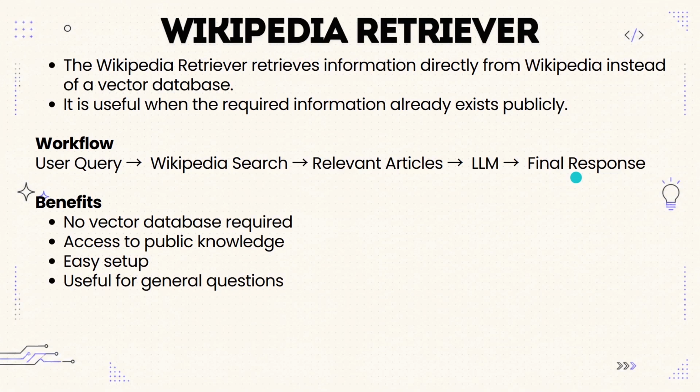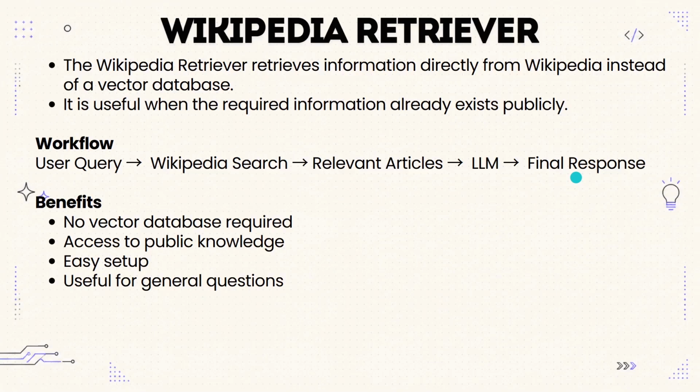Example questions are like what is quantum computing, who was Alan Turing, what are black holes. For all these things, you don't need to maintain a database, but you can take the help of Wikipedia, which is the knowledge base, an encyclopedia of the internet, and get the relevant information from a Wikipedia search. So instead of storing all this information yourself, you can simply retrieve it whenever you need. And this is very useful for educational assistants, learning platforms, and general knowledge use cases.